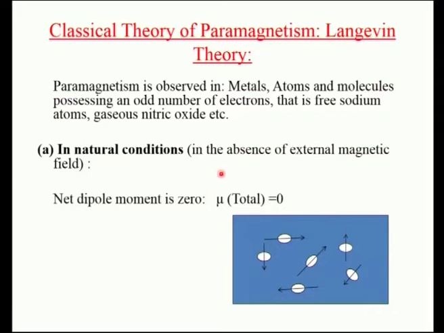So in natural condition, that is in the absence of an external magnetic field, the net dipole moment is 0, that is, mu along any particular direction will be 0, because this positive direction moment is cancelled by the negative direction moment, and so on. This is an example of isotropic distribution.